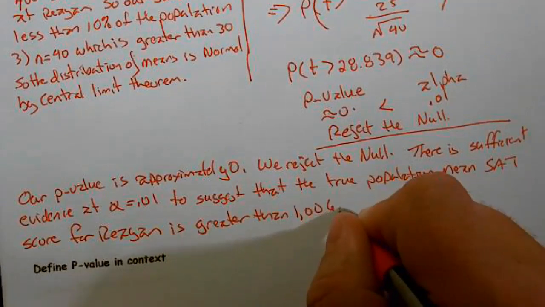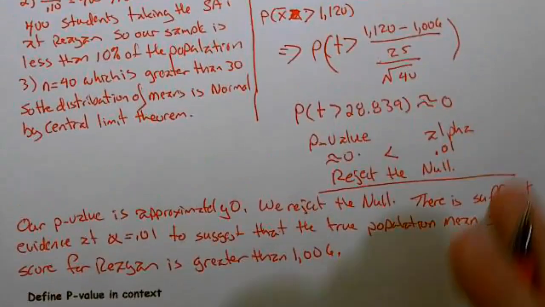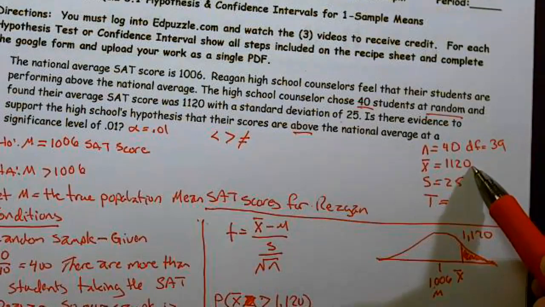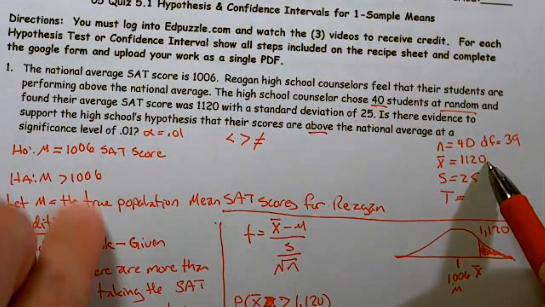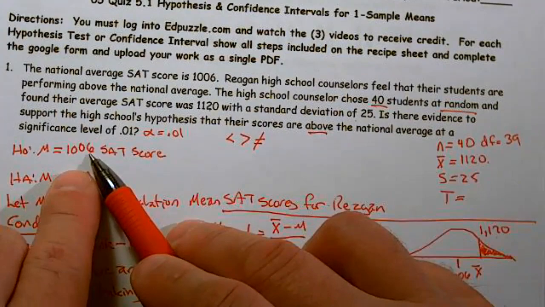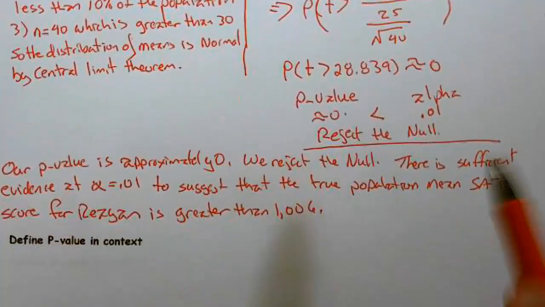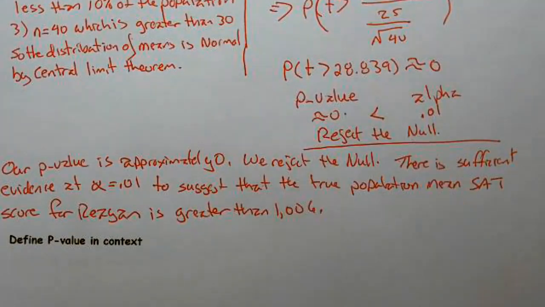So what we've done here is we've run this hypothesis test, and we said, you know what? When we ran it, we got a sample mean of 1120. Well, that would indicate that we have some evidence that it's greater than 1006. We calculated the probability of that happening, and it's like, gosh, by random chance alone, this is almost 0. It's a really, really tiny probability it happened by random chance alone. That's less than 1%. We're going to reject the null and say that Reagan students score greater than 1006.